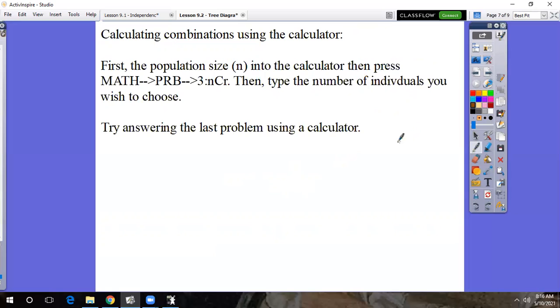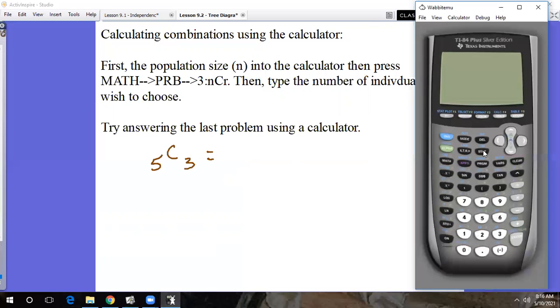So we're going to try and answer that last problem using the calculator. I want to calculate 5 choose 3 using the calculator, because if I give you something larger than 5 and 3, this can become a lot more complicated. So I'm going to show you how to do it. To do 5 choose 3, you can go to your calculator. You're going to type in the population size. In this case, 5 is the number of things I'm choosing from. I'm going to type 5 and say, all right, from this 5, I want to choose 3 things.